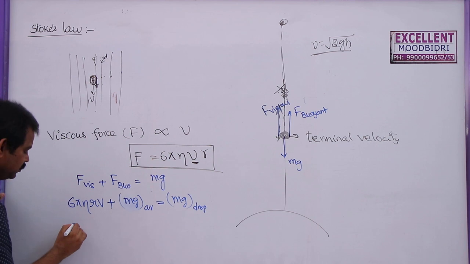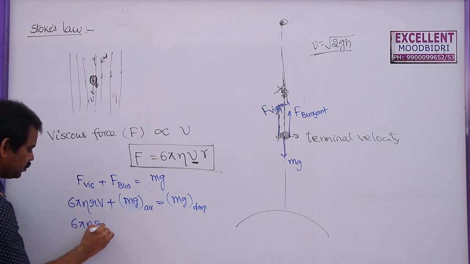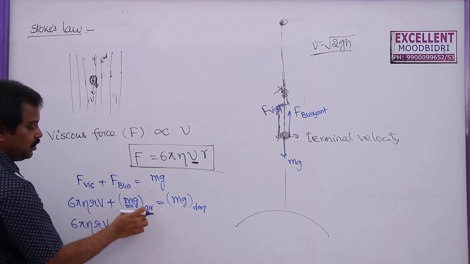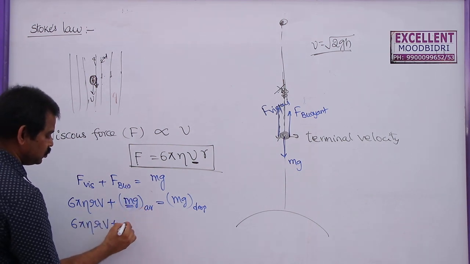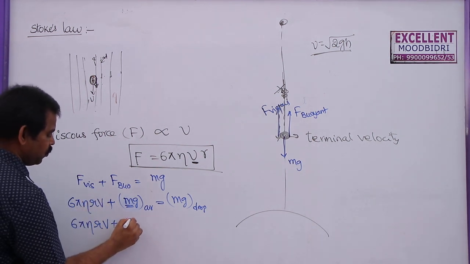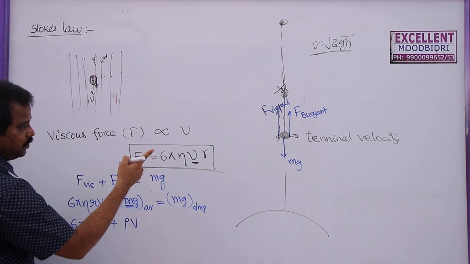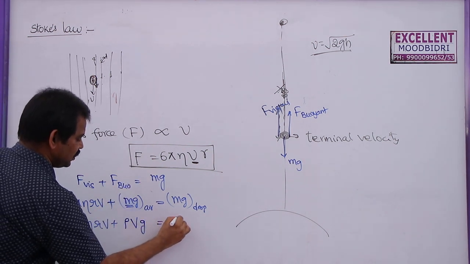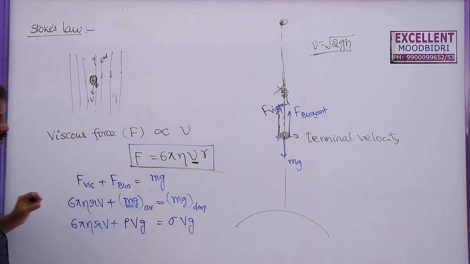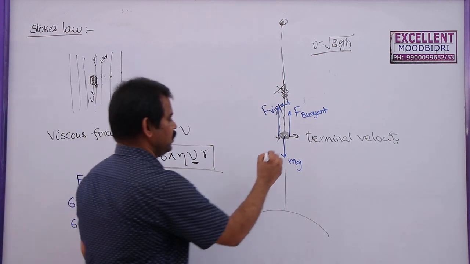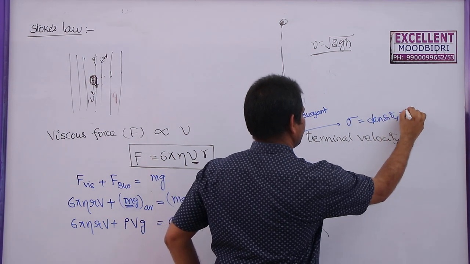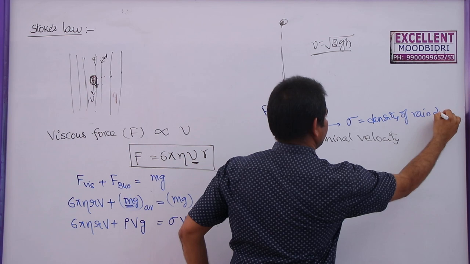Now we can write this as 6 pi eta rV plus, what is the mass here? The mass of the air displaced, that is density into volume. Generally, we wrote the density of the liquid as rho, and the volume of the fluid displaced, the air displaced, is V into g. This is equal to sigma into Vg, where sigma is the density of the raindrop. Here I am going to take sigma as the density of the raindrop.